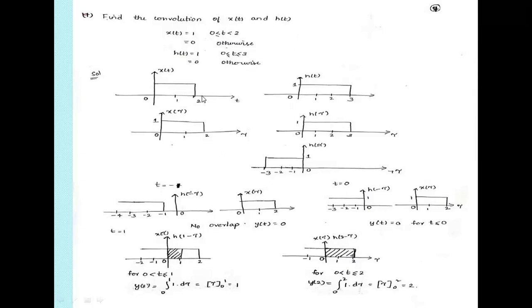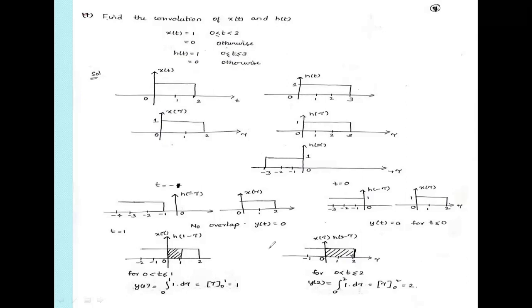The next problem: find the convolution of x of t and h of t. X of t is given from 0 to 2, the magnitude is 1, and h of t is 0 to 3, the magnitude is 1. So x of t is kept fixed, and only h of t can shift. The first step is the folded function, minus 3 to 0, because it was 0 to 3. So still there is no overlapping here. It moves towards the right side.